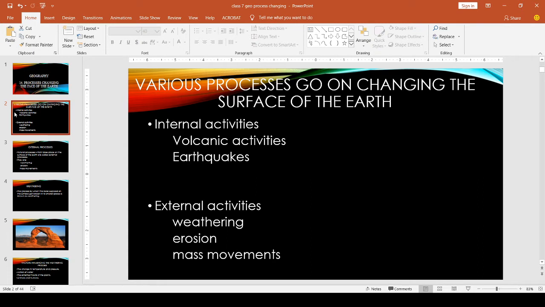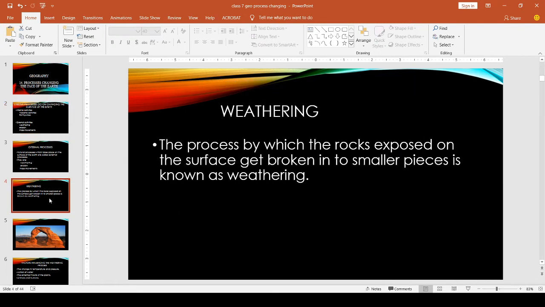And we can see there are internal activities and external activities. External activities mean the processes which take place on the surface of the earth. Internal activities mean the processes that take place inside the earth. Okay. So the various external activities are weathering, erosion, and mass movements. We will learn one by one what is weathering, what is erosion, what is mass movement. Okay, first one is weathering.